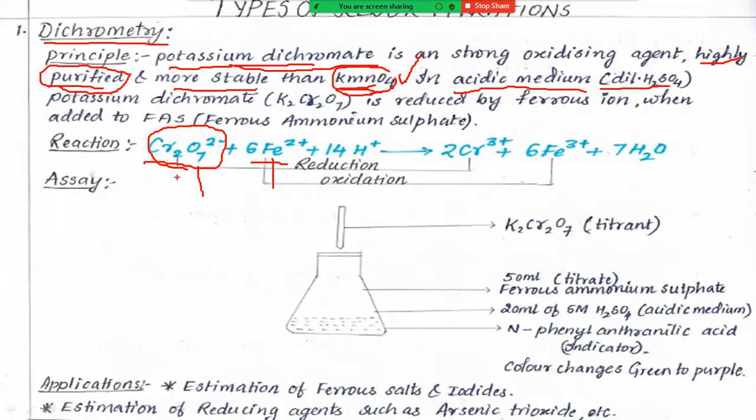The dichromate ion is a strong oxidizing agent, and the ferrous ion has reducing property. So that's why this reaction is called an oxidation reduction reaction, but we are using potassium dichromate, so that's why this is called dichrometry. If you are using potassium permanganate, we can call it permanganometry, but now we use dichrometry, because potassium dichromate is used here. And this reaction is performed in the presence of an acidic medium. If you are not maintaining the acidic medium, we cannot get any products. So the acidic medium is very important here in redox titrations.